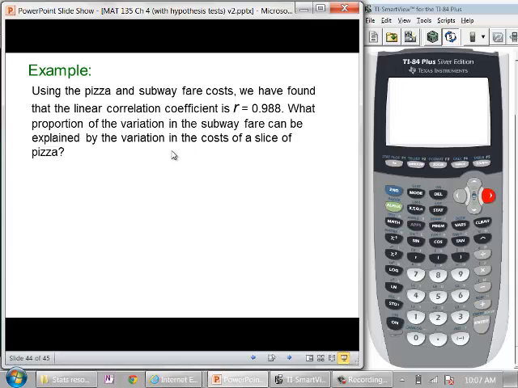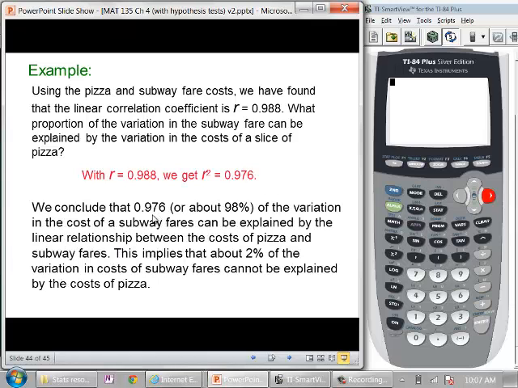Okay, so going back to our pizza and subway fare costs, we're going to ask what proportion of the variation in the subway fare can be explained by the variation in the cost of a slice of pizza. So we already found our r value. To get the r squared, we just take this and square it. So our r squared would be 0.976. And that means that 97.6% of the variation in the cost of subway fares is explained by the linear relationship between the cost of pizza and subway fares. That means the other 2% is unexplained.